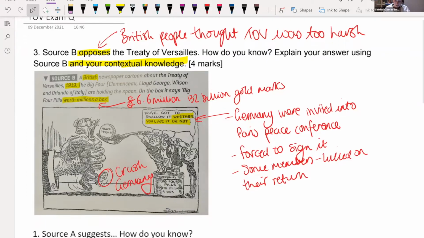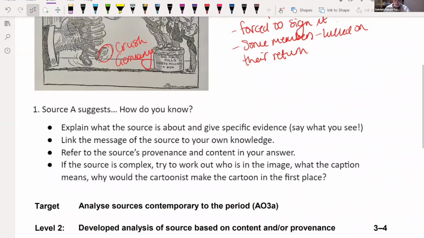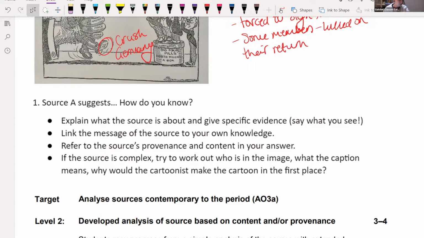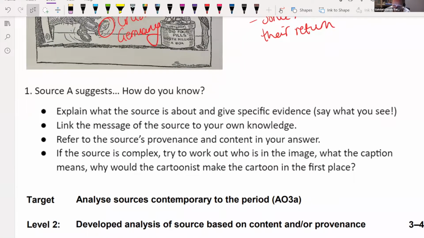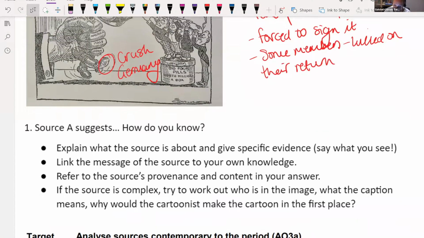Okay, let's have a look at some examiners' tips for this. Now, I've got this from the AQA textbook, the Oxford textbook. I went through and wrote down all the examiner tips so I could share it in a document with my students. So this is what I got from there. This is what they say in that textbook. So explain what the source is about and give specific evidence. So say what you see.